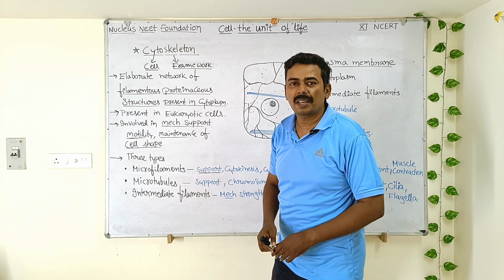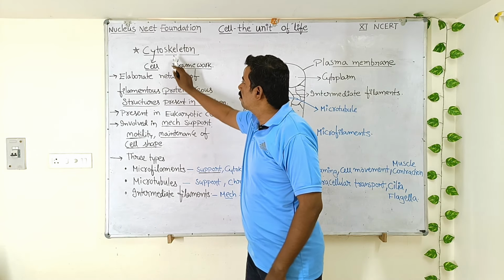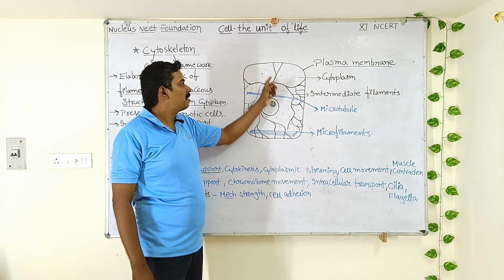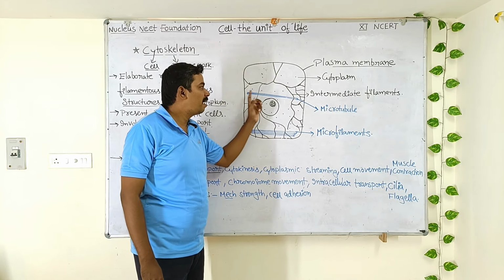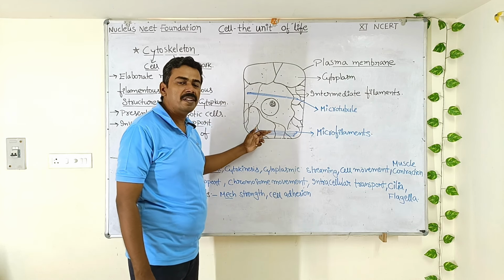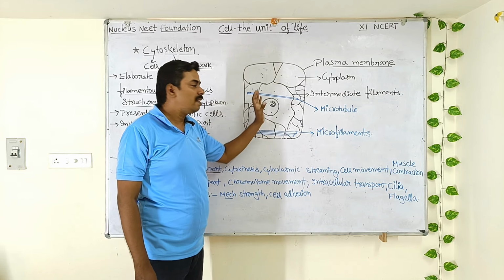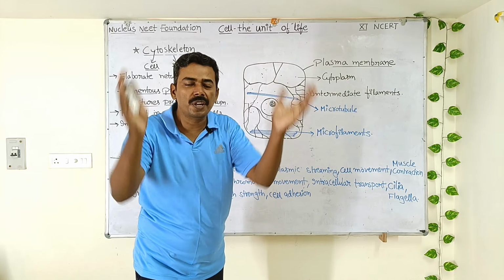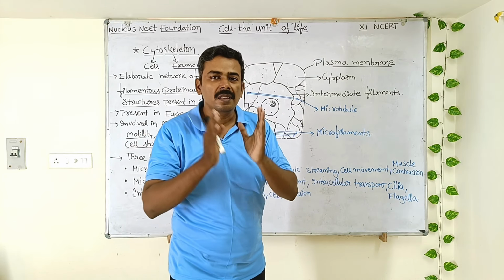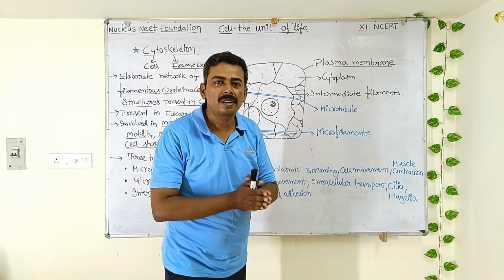What is cytoskeleton? Cytoskeleton is made up of two words. Cyto means cell, skeleton means framework. That means cell framework. Inside the cell, if you observe, there is a network of proteinaceous filaments. This network of proteinaceous filaments will support the entire cell from inside. So it is responsible for providing proper shape to the cell, and also it supports several cell organelles which are present in the cytoplasm. That's why this proteinaceous network, we are calling it as cytoskeleton.